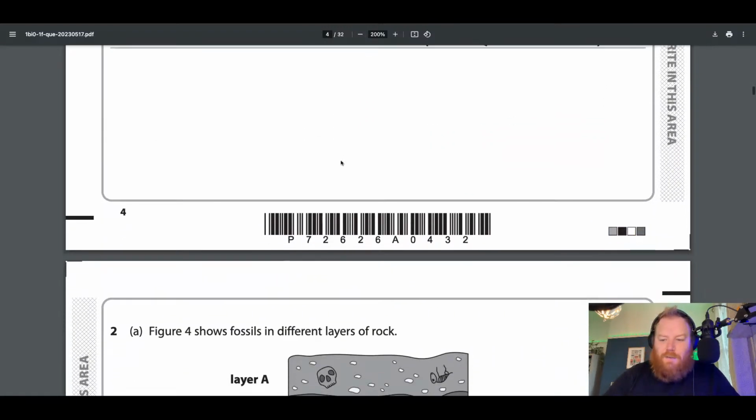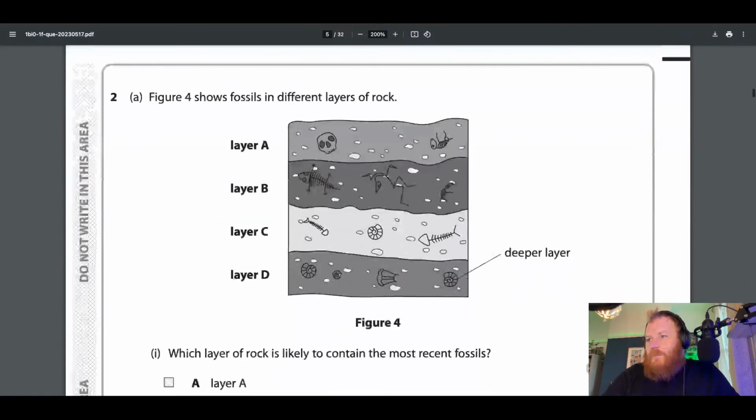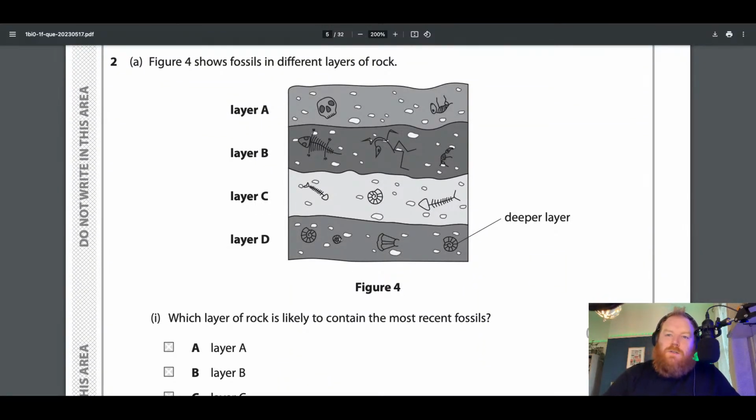So moving on to future questions. We're now looking at question 2A of the 2023 Edexcel paper, for those of you following live on YouTube. We've got a question asking which layer of rock is likely to contain the most recent fossils. When we're looking at fossilization and how fossils are developed, it is layer A, because it's the closest to the surface.